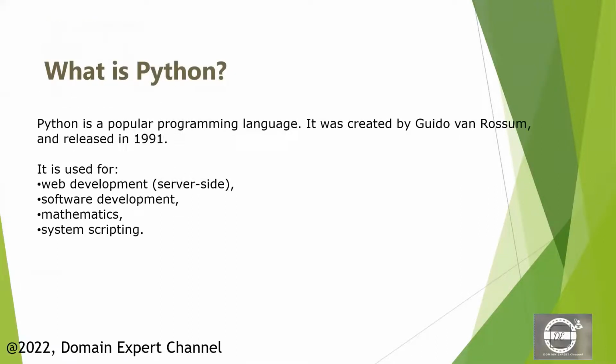First of all, what is Python? Python is a general purpose, interpreted, interactive, object oriented, and high level programming language. It was created by Guido van Rossum and released in 1991. Python is used for web development, software development, mathematics, and system scripting.